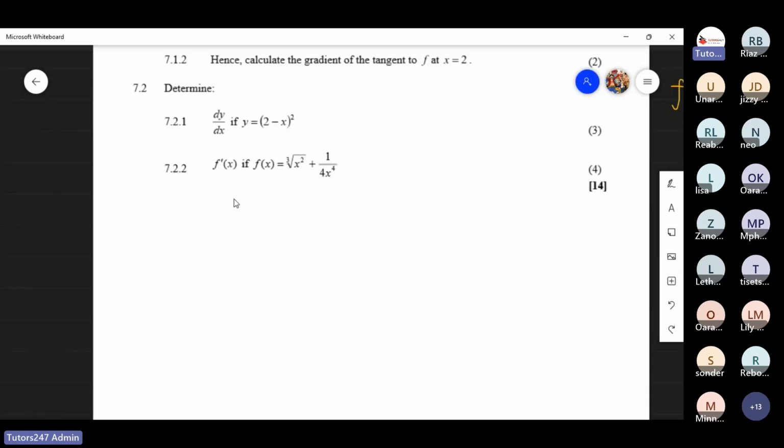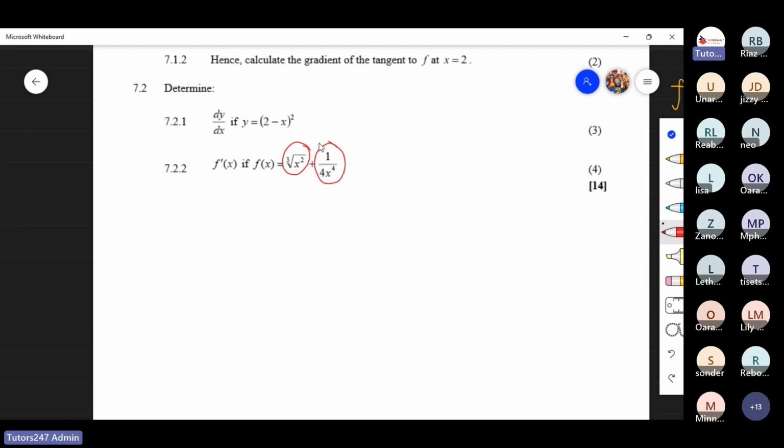So we've got question 7.2.2. Determine f prime of x if f of x is equal to the cube root of x squared plus 1 over 4x to the power 4. So if you look at this, straight away you can see that the first term is not in a form that we can derive. The second term is also not in a form that we can derive. We first need to change them or simplify them such that we can now derive.